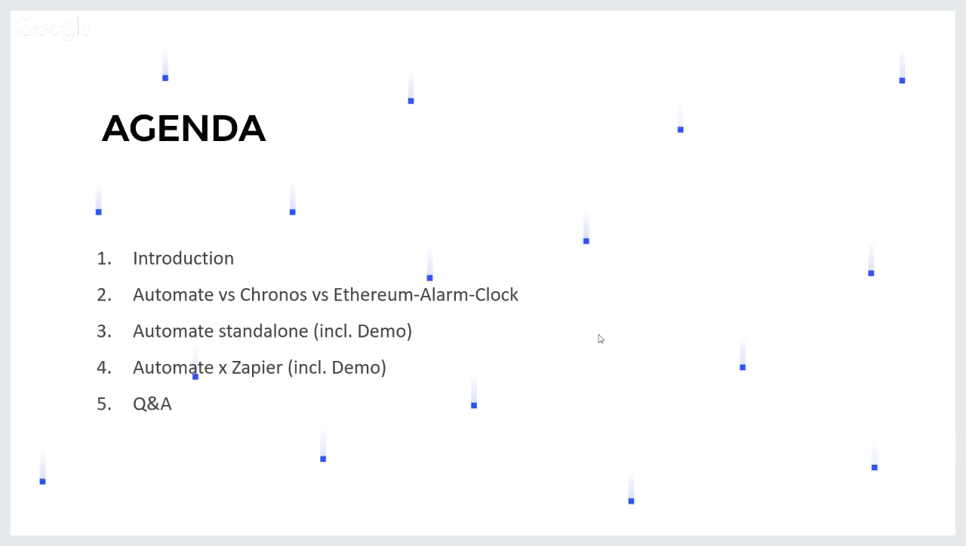We're going to talk about 2 versions of Automate. The first one is the standalone version, hosted on its own website. The second one is the integration in Zapier. Zapier is something you might be familiar with. It allows you to integrate with thousands of applications. So this is going to be super interesting. I think you will get a lot of value from this live stream on how to automate stuff in cryptocurrency, especially on Ethereum.